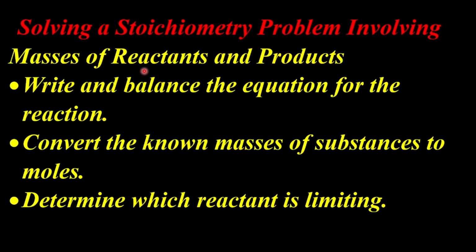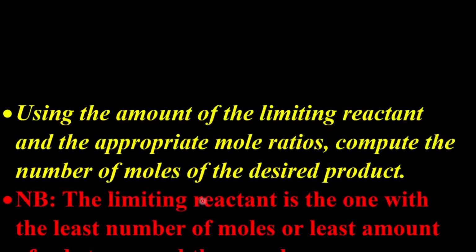Now let's start with the steps. The first one is write a balanced equation for the reaction. In most cases, we are given the balanced equation, so we can just go with that. The second point is we have to convert the known masses of substances to moles. That is by using the formula n is equal to mass over molar mass. The next point, determine which reactant is limiting. So we'll look at that as we move on.